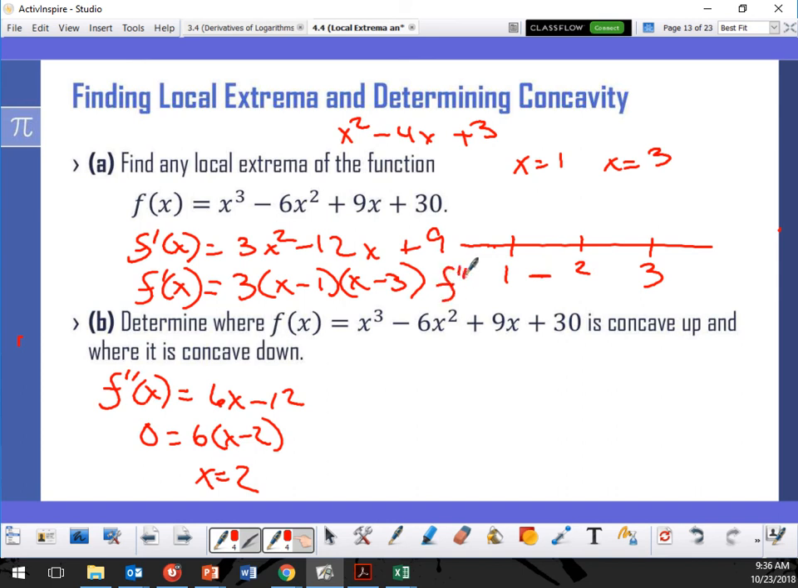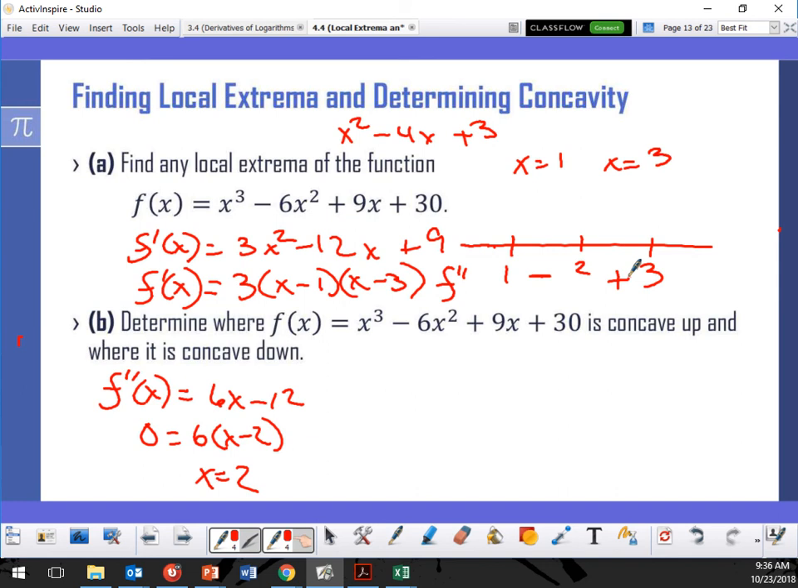So it's a negative on my second derivative test. Now let's check it on the other side. So 2.5, that's going to be a positive, isn't it? Yes. Okay, it's a positive and positive, so this is a positive. So what does that tell me about my concavity?